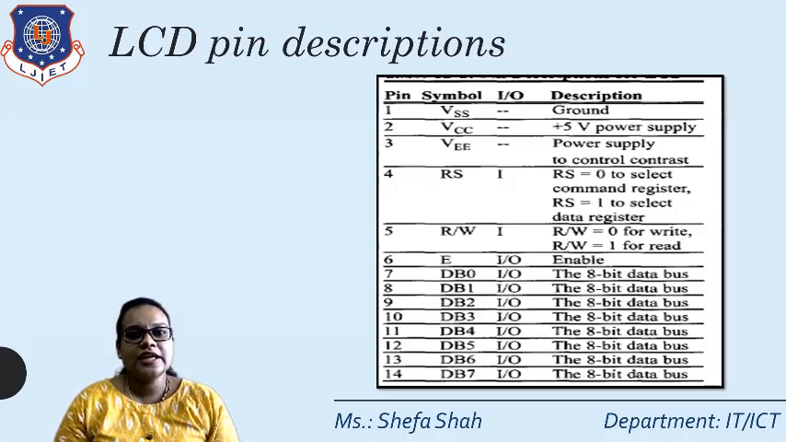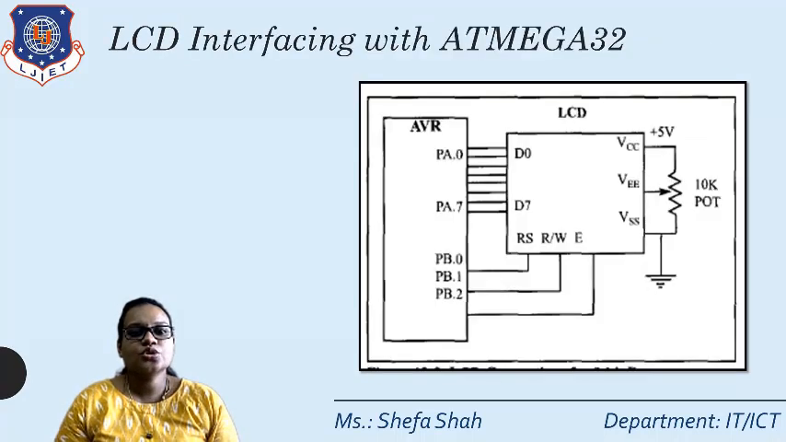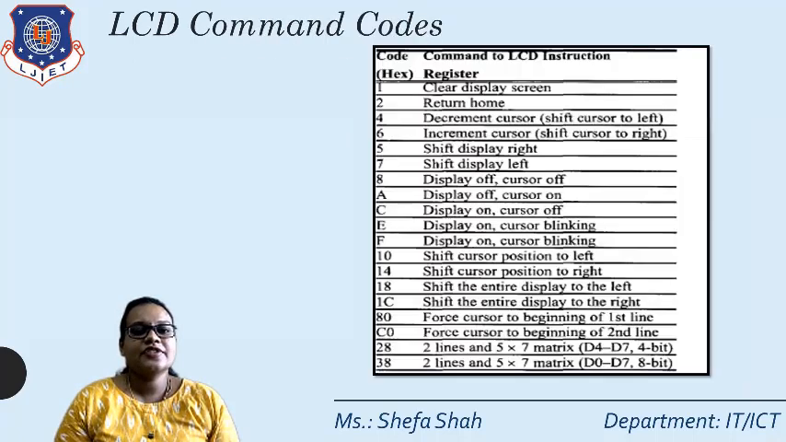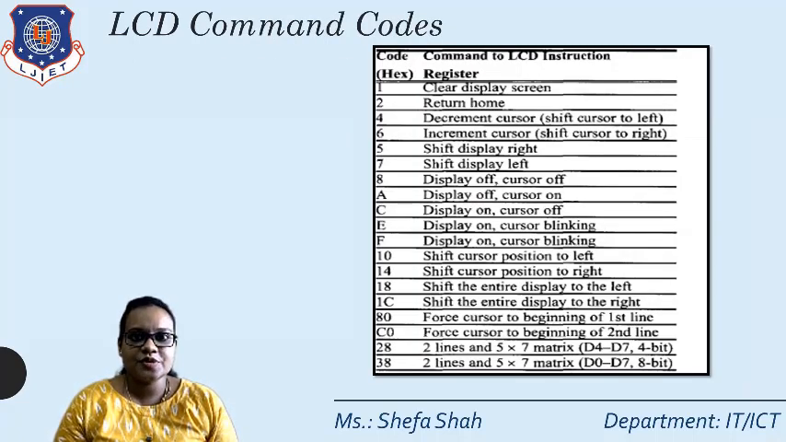Now we will see how to interface LCD with ATmega32. While interfacing with ATmega32, as we have seen in the pin description, pin number 4 stands for the RS pin, that is the register select pin. Whenever the register select is equal to 0, we write commands to the LCD screen. So these are the various command codes in hexadecimal which are used to run the LCD screen.